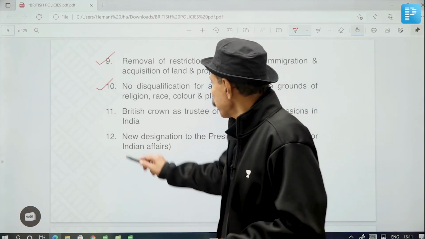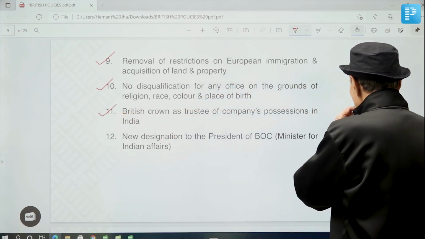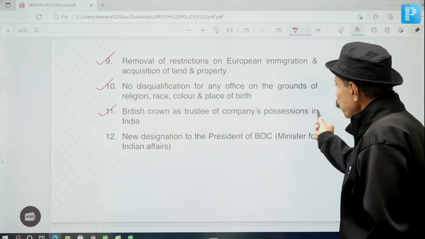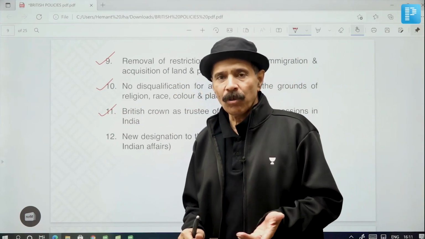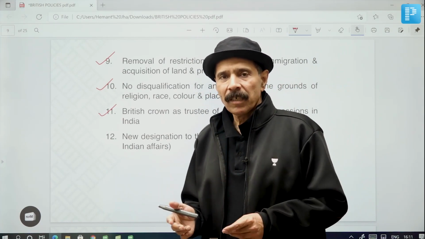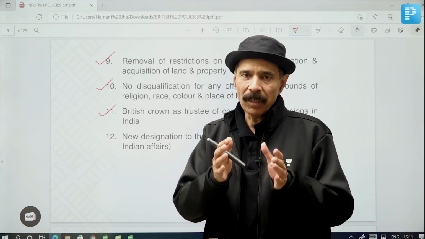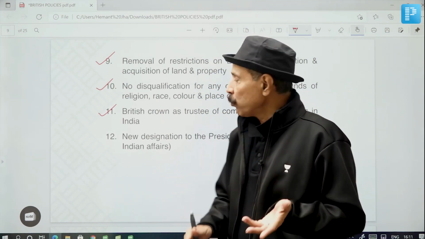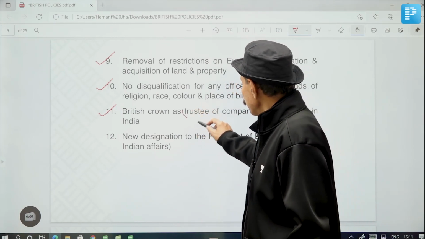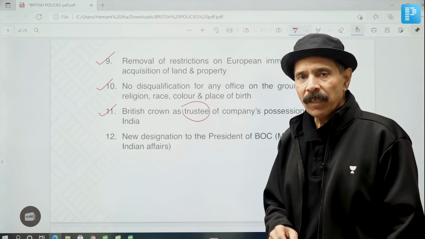Next one, the British Crown as trustee of the company's possessions in India. I have discussed already that in the previous act, the sovereignty of the British Crown was established on the company's territory. I mean, the territory acquired by the company. Now the Crown was made the trustee of all the territories acquired by the company.